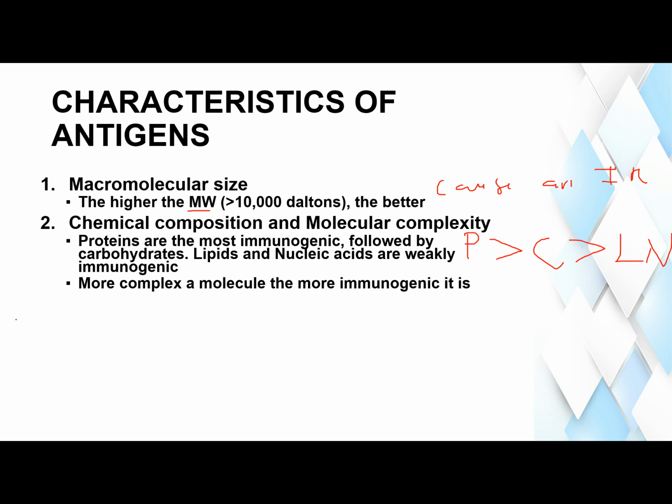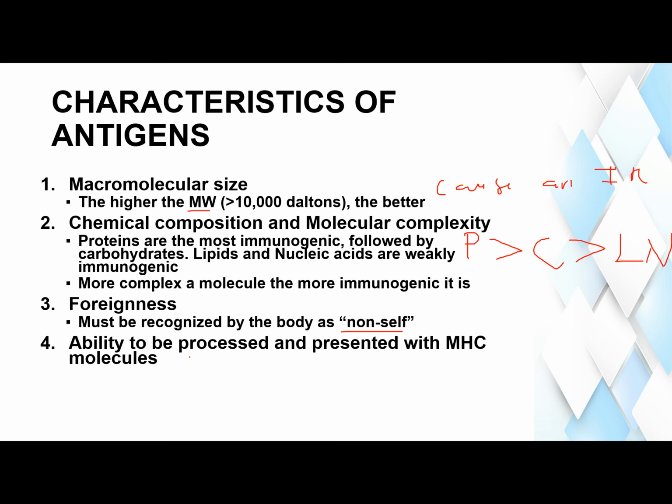Then the more complex a molecule, the more immunogenic it is. Then foreignness. It must be recognized by the body as non-self. And an ability to be processed and presented with MHC molecules. So these are the characteristics you need to take note of. The ability to be processed and presented with MHC molecules is mandatory to become an effective antigen.